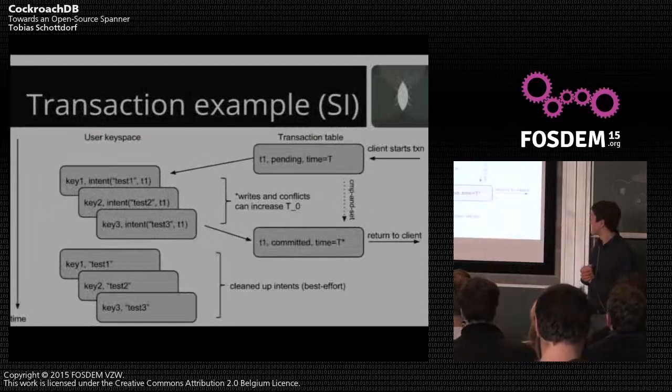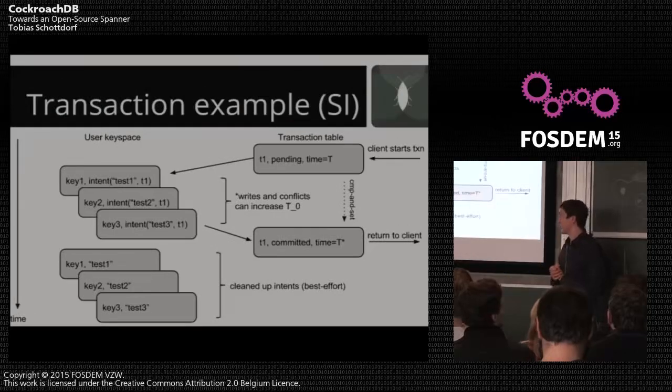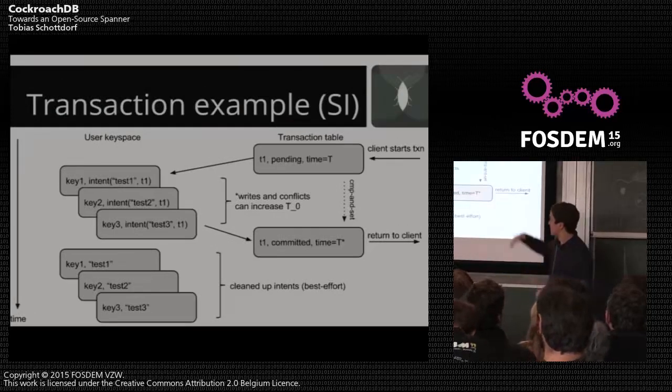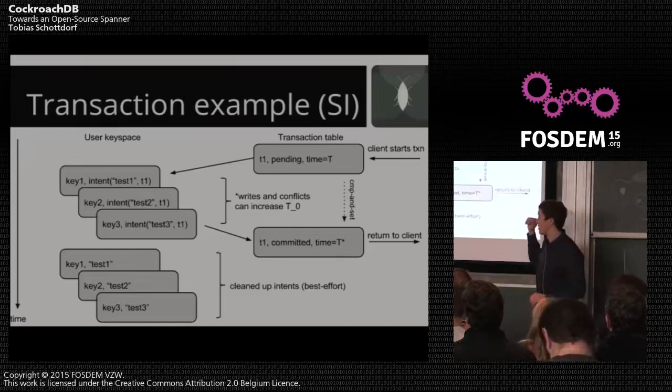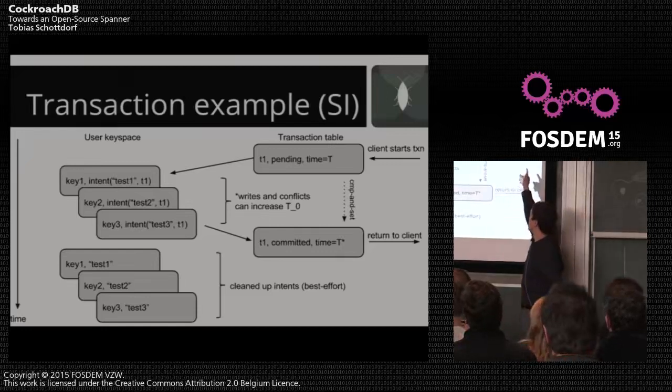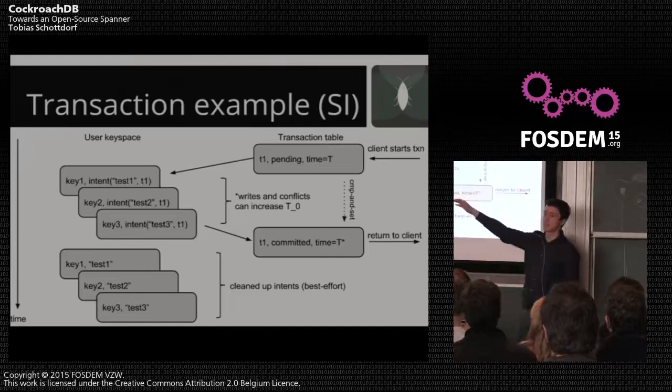And because text slides suck, I tried to come up with a picture that says the same thing. So how do we read this? Time goes from the top to the bottom, so what happens further to the top is earlier. And so basically you start here. You're a client and you're just like, hey, I want to start a transaction. And the server's like, cool.